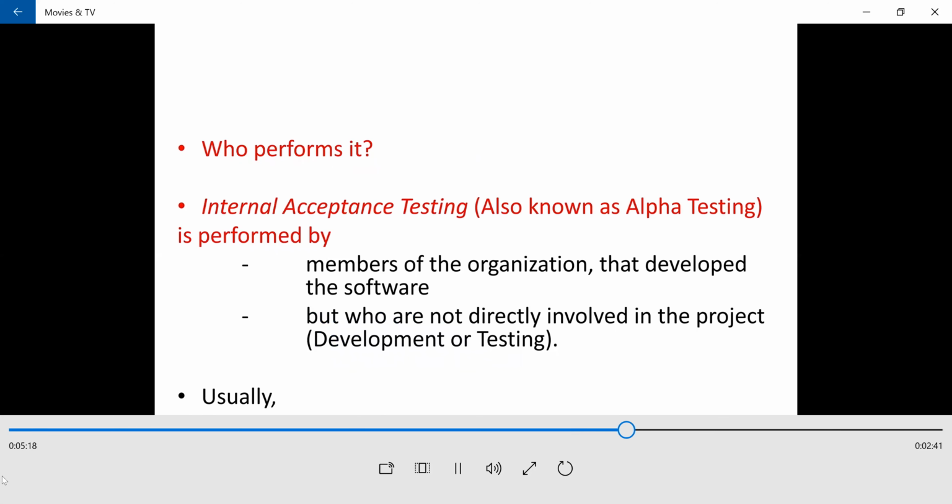Who performs it? Internal acceptance testing, also known as alpha testing, is performed by members of the organization that developed the software, but who are not directly involved in the project, in development or testing. Usually it is performed by members of product management, project management, sales, and customer support.